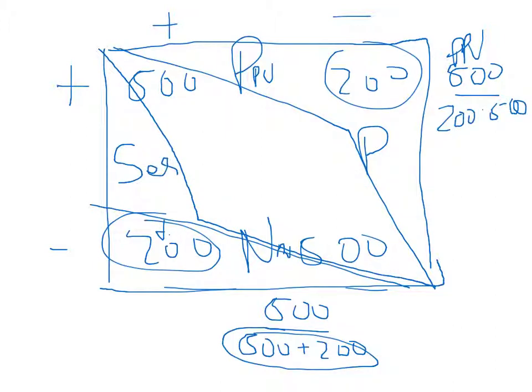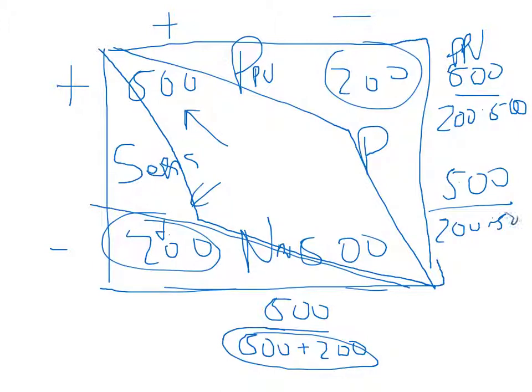And S is for sensitivity. So you have the thick end down here and the thin end up here. The thick end's down here and the thin end's up here. So it's going to be the thin over thick. So 500 over 200 plus 500.